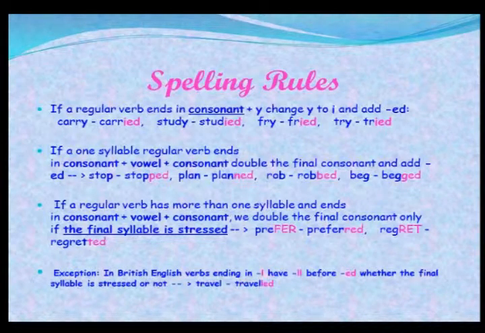Expressions in British English. Verbs ending in l: number one, have; two, before, whether the final syllable is stressed or not. Travel, we double, normally we use l here, so we add one more l. In American English it is just one l, but British English has two l's. Go to the next slide.